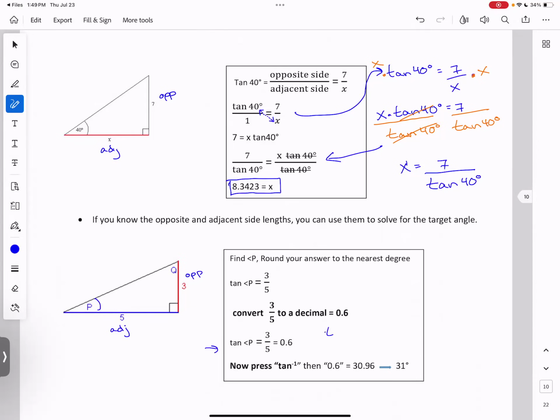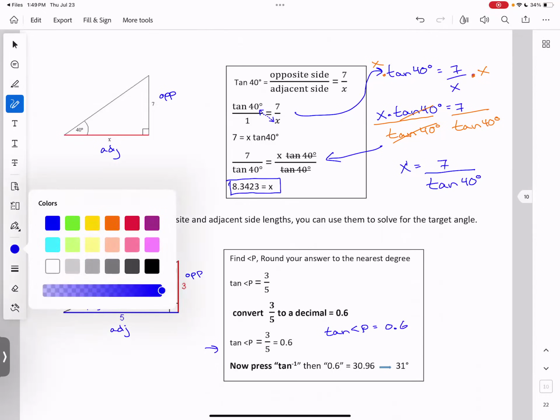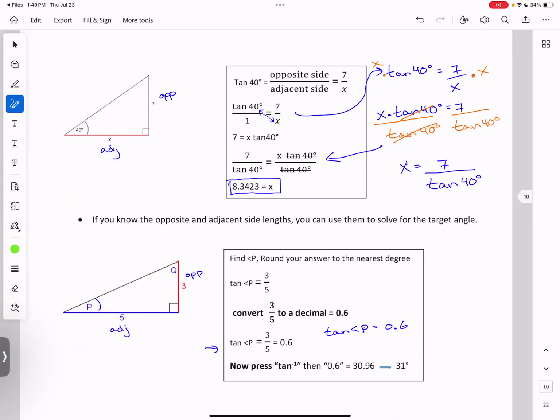Now, the way I like to think of this, so we've got tan of angle P equals 0.6. What we'd really like to do is get rid of the tan, though, because we just want to know what angle P is. And so I think of this as taking the inverse of both sides. Tan inverse undoes tan. So if I do tan inverse of tan of angle P, I'm just going to be left with simply angle P. And then I have to do tan inverse of the other side too. So I do tan inverse of 0.6, and that gives me angle P equals, now on your calculator, you're going to have to do tan inverse of 0.6.